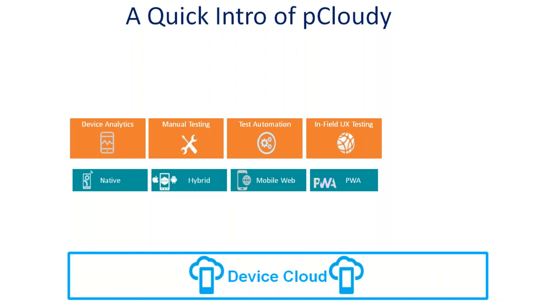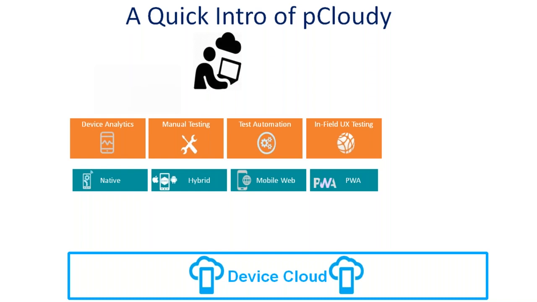What else you get from the platform is device analytics, if you need it. You can do manual testing using this platform. You can do test automation, and when I say test automation, of course it will also support parallel test execution, right? So you can run your single test cycle or the same test suite on multiple devices in parallel. And lastly, we also support in-field UX testing. So in case you want to test your application with real users in the real market, you can also use this platform to do so.